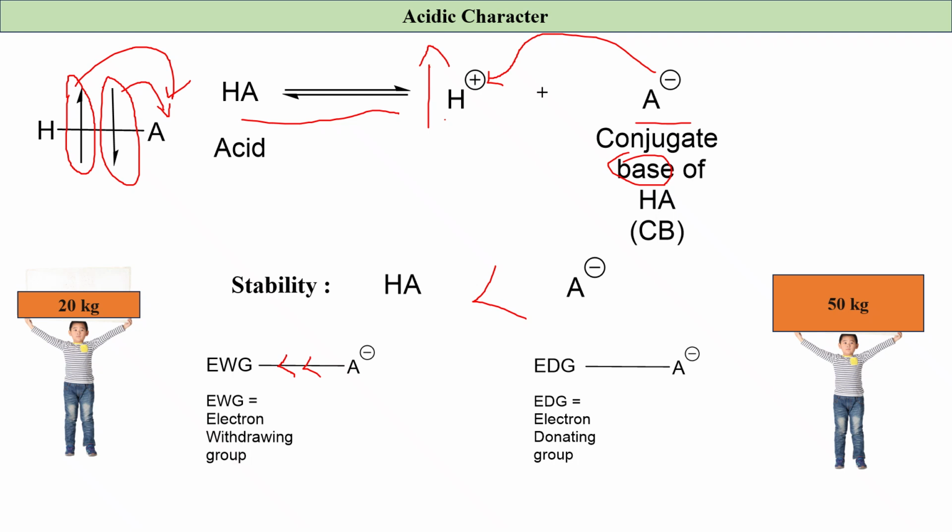Similarly here, this electron donating group donates electron to A minus. That means it is increasing the amount of electron on A. That means weight on A is increasing. If weight on A is increasing, stability will reduce. Okay, so which one will be more stable then? Electron withdrawing group stabilizes the conjugate base. Okay, I hope you guys understood.